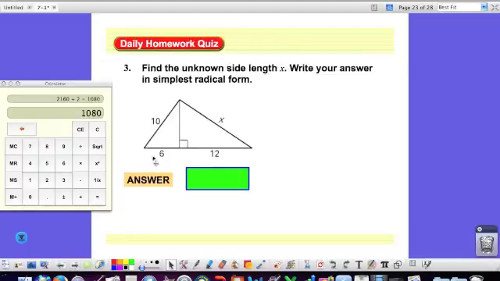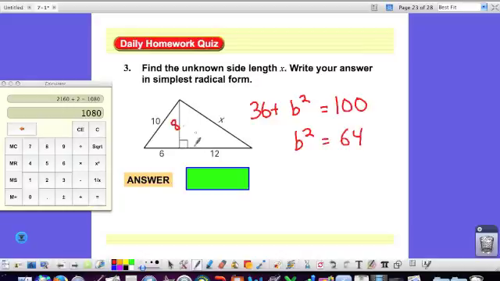Find the unknown side length x. Write your answer in simplest radical form. So 6 squared, which is 36, plus b squared for this small triangle here equals 100. 100 minus 36 is 64. So b is 8. Now on the other side, the other triangle here, 8 squared, which is 64, plus 144 equals x squared. That's 208. I need the square root of 208.